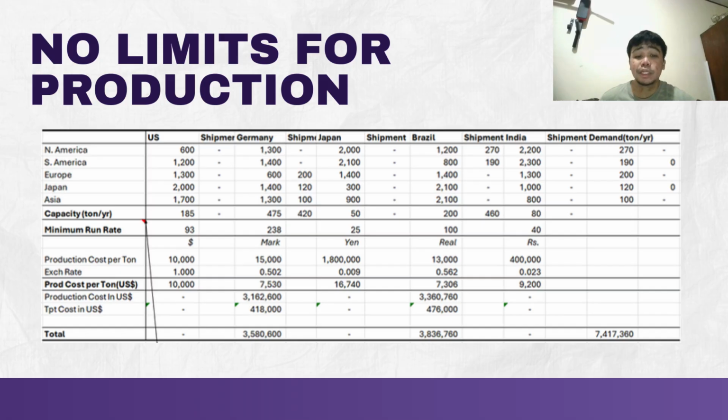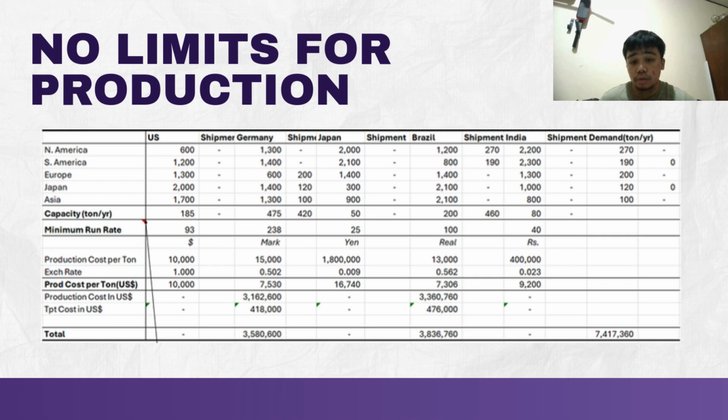So let's answer the second condition: if there are no limits on the amount produced in a plant, how much should each plant produce? As we can see on the table, the production is split into the two cheapest markets, Brazil and Germany, since Japan, India, and the United States are much more expensive compared to the two. The India, United States, and Japan plants are all shut down.